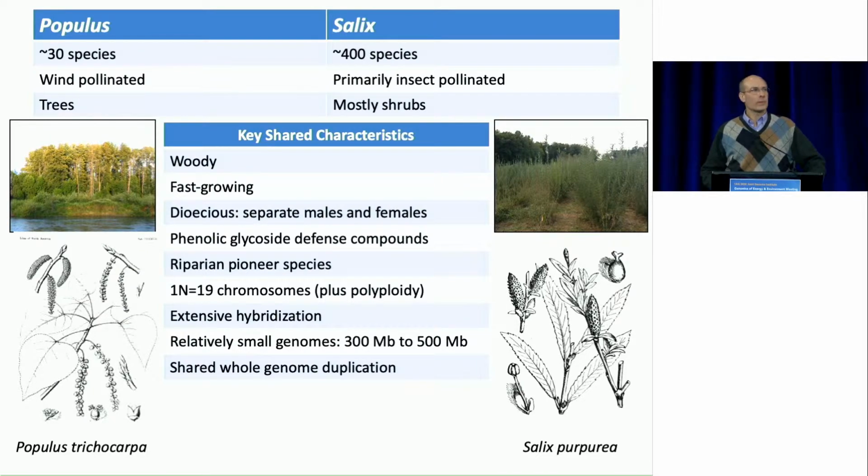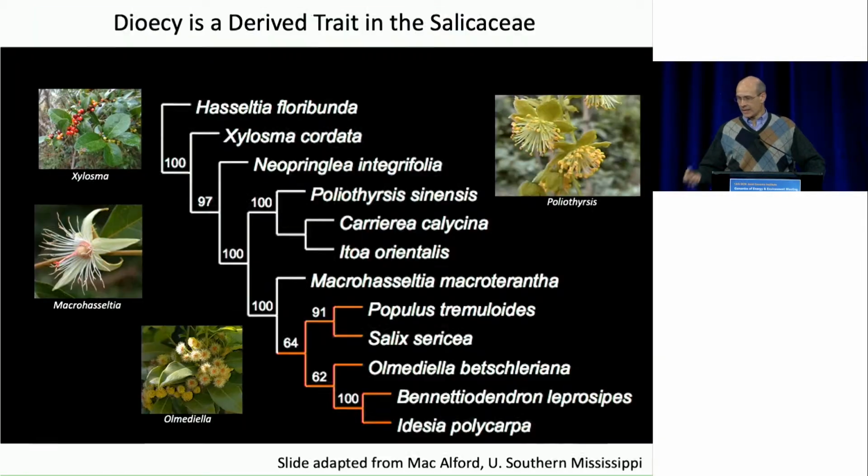So the system I'm going to tell you about today is the Salicaceae, with particular focus on the genera Populus and Salix. Populus being one of the flagship organisms of the JGI, and Salix being a closely related shrub species, much more speciose genus, insect pollinated. Those two things are probably not unrelated. But both genera are dioecious, and in fact, dioecy is a derived trait in the wider Salicaceae family, which suggests that perhaps there is a single evolution of separate sexes.